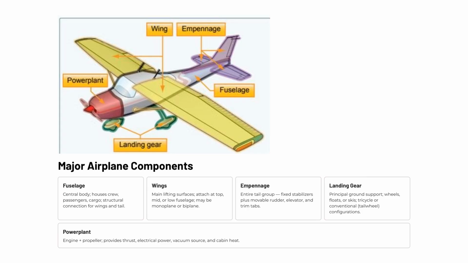Supporting the aircraft on the ground is the landing gear, which can use wheels, floats, or skis depending on the operating environment. The two most common configurations are tricycle gear and conventional, or tailwheel, gear. Finally, the power plant consists of the engine and propeller. Beyond generating thrust, the power plant also supplies electrical power, a vacuum source for certain instruments, and heat for the cabin. Together, these five components form the complete aircraft system.